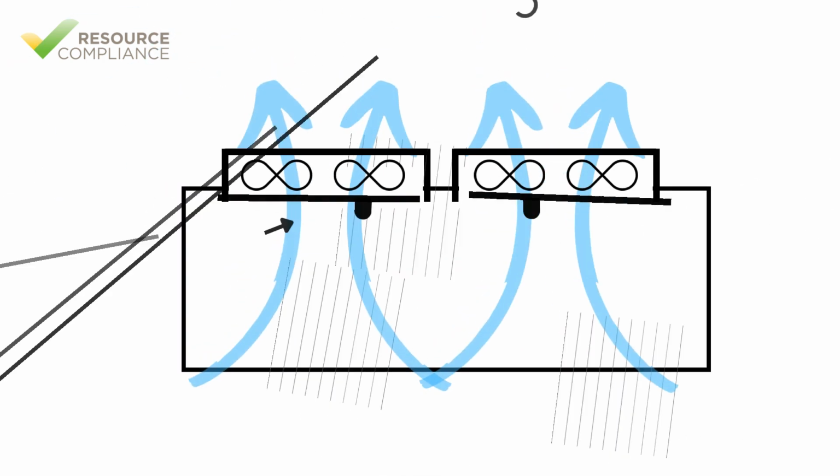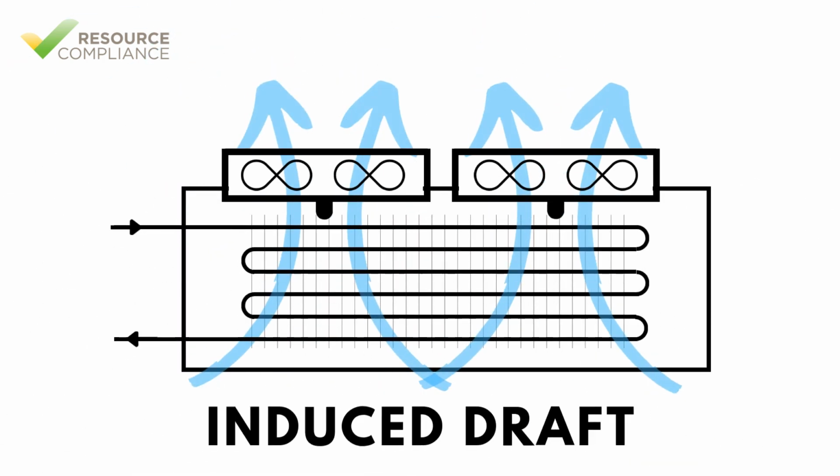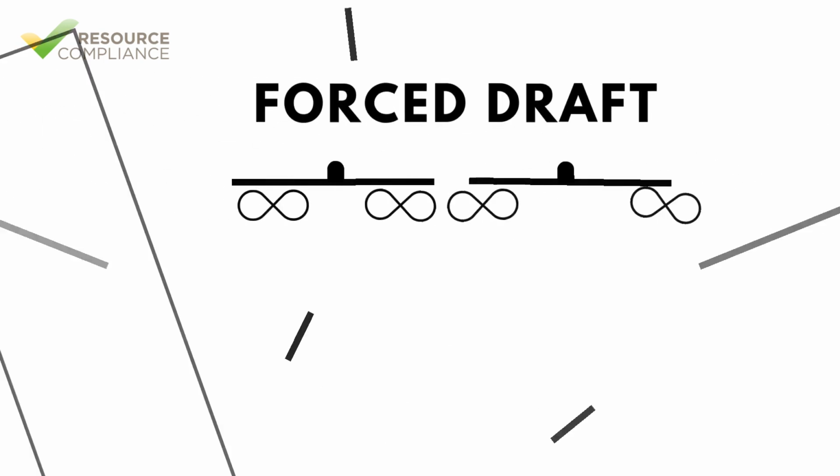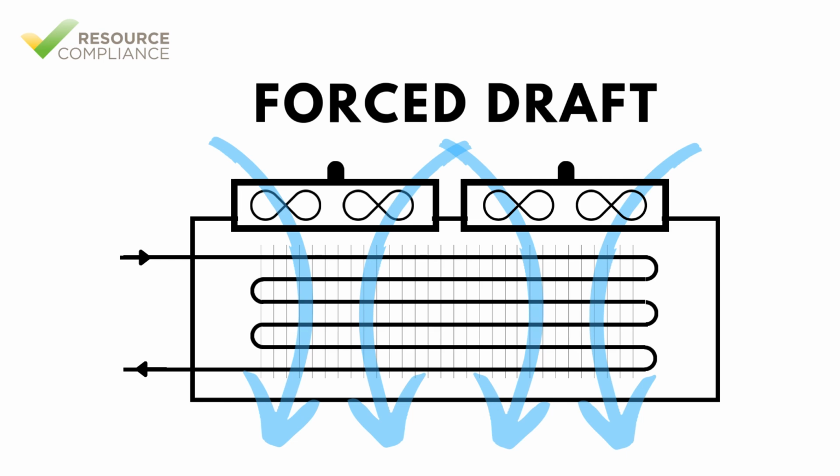Induced draft evaporators use a fan to pull air through the fin heat exchanger. The advantage of induced draft evaporators is that this method provides excellent air distribution across the cooling coil. The downside is that the heat from the motor is distributed into the refrigerated space with the air from the fan. Forced draft evaporators also use a fan, but this time to push air through the cooling coil.